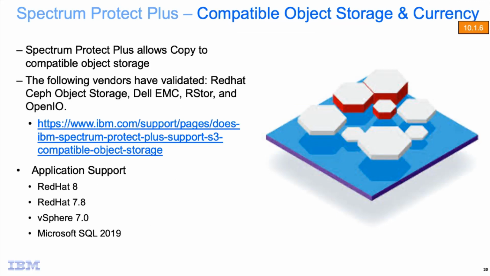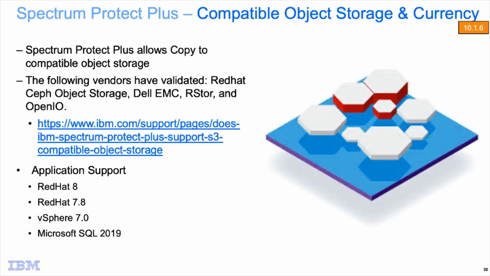We've gone through, and just like Spectrum Protect, we have now allowed additional vendors to validate their S3 storage for copy and archive. I put the reference up there, and today that includes Ceph Object Storage, Dell EMC, RStore, and OpenIO. I would encourage you, if you have some compatible object storage, to just go to that list or Google it and see if it's supported.